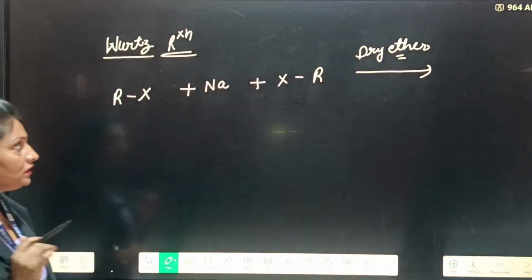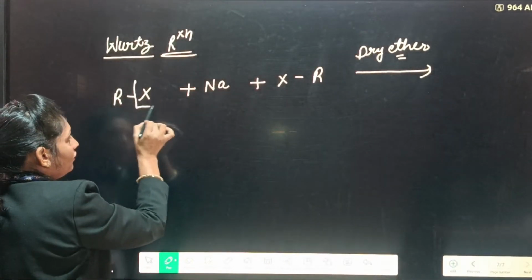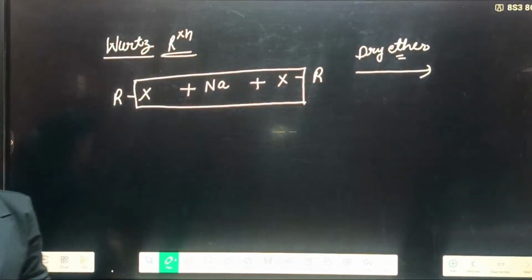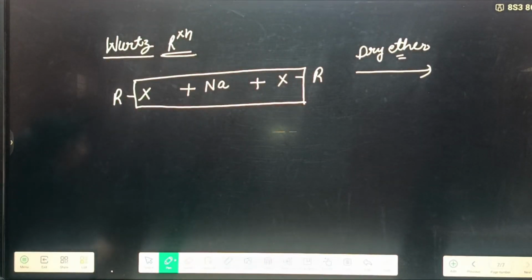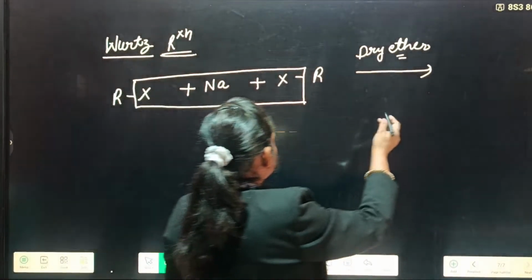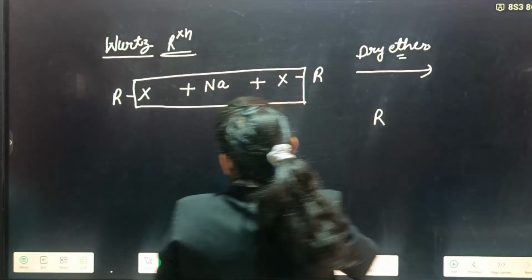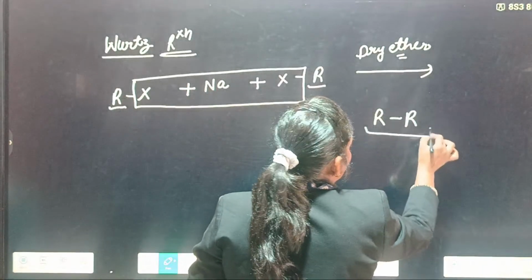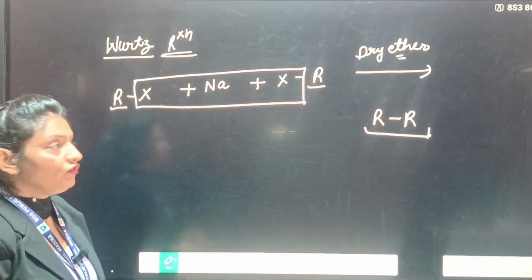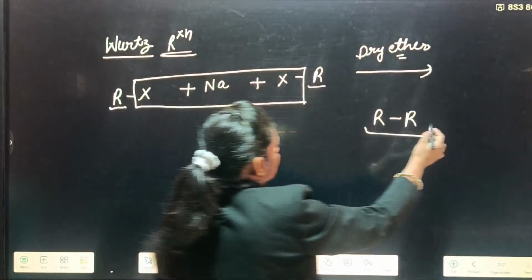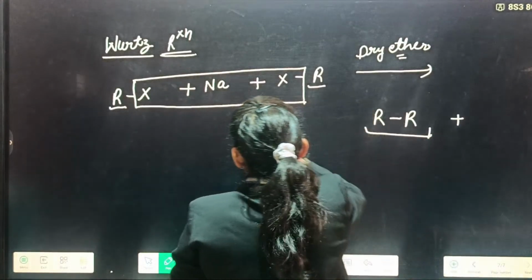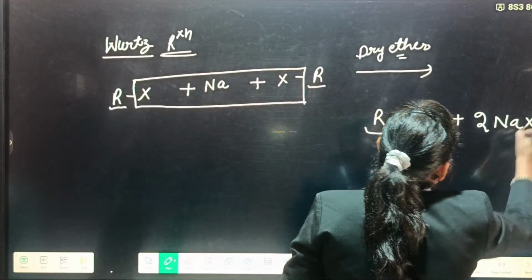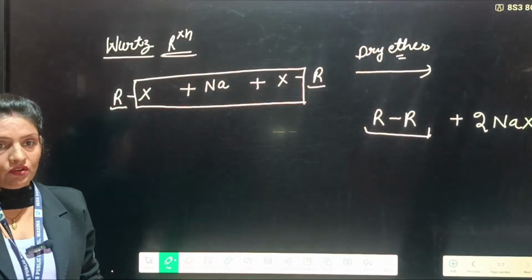Then simply, what will you do? Remove this one only. Then R and R, means a higher alkane you will get, plus 2 NaX. Why?